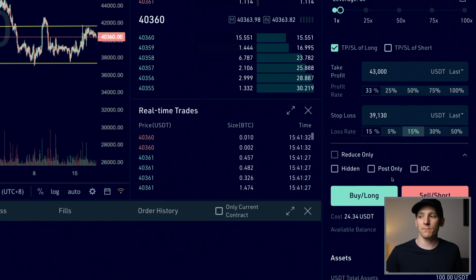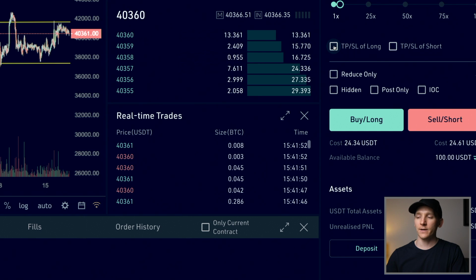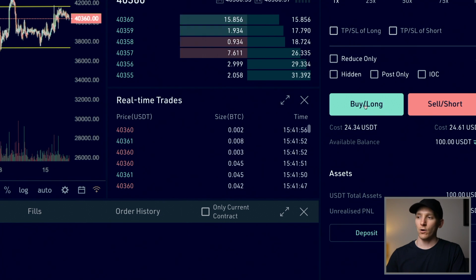Again, not massively important in my opinion. So basically that is it for putting in orders. You just get all of your levels set, and if you want to put take profit and stop losses in, you can do that, but you don't need to. Then you just go buy long or sell short, whatever you want to do.